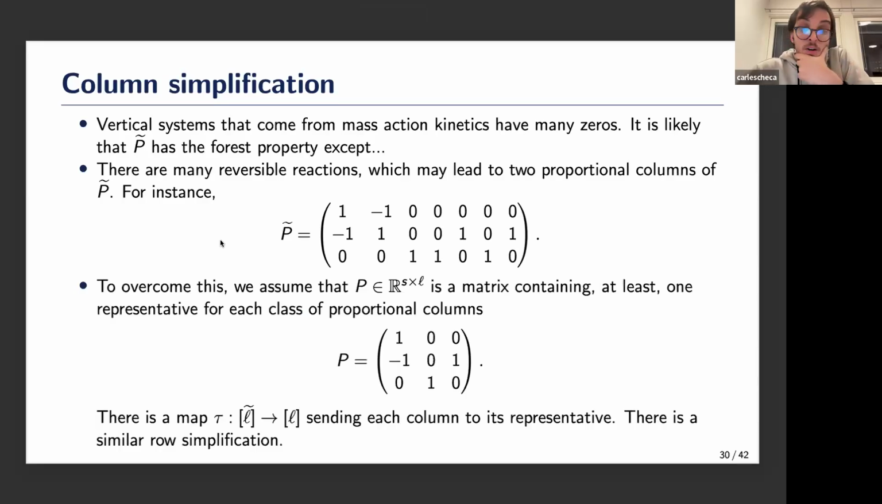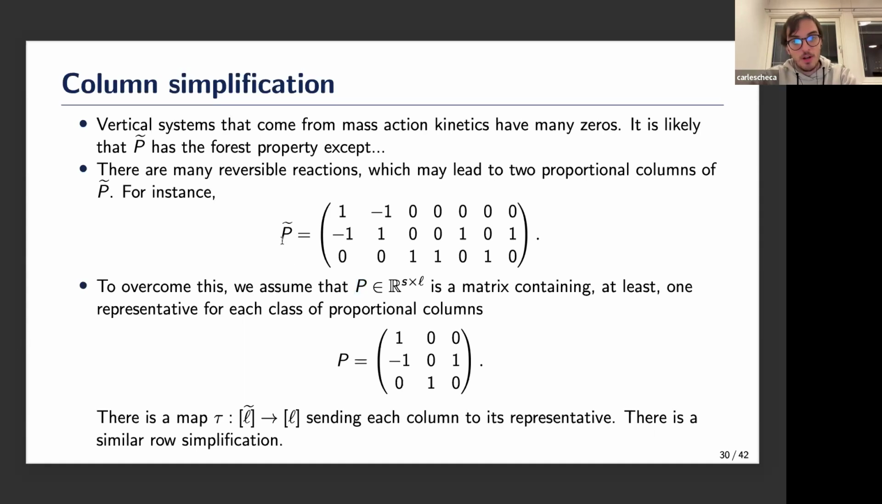However, we may overcome this difficulty by assuming that P has only one representative of each class of proportionality of this P bar. So we take this matrix and we just take one representative for each class of proportionality of the columns of P, not only opposite, but also proportional by other scalars. And then for the previous P bar, we would get this much simpler 3 by 3 matrix, which in this case does induce a forest, right?